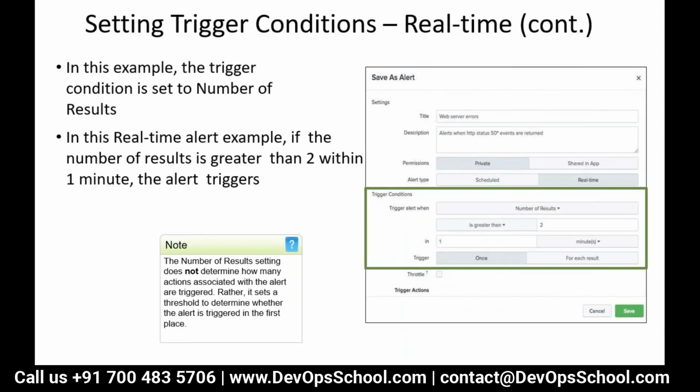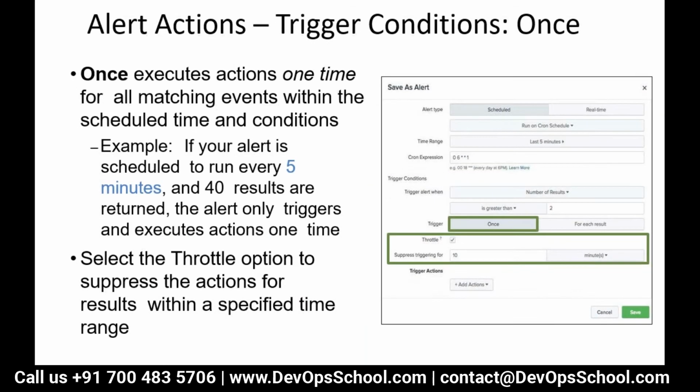In this example, the trigger condition is set to the number of results. That means if the number of results matches the threshold, then you can trigger the alert. So in this real-time alert example, if the number of results is greater than 2 within 1 minute, the alert is triggered. So you can see here, trigger once. Here the number of results is greater than 2 in 1 minute. Trigger once, or for each result you can trigger the alert. So that is how you can set it up.